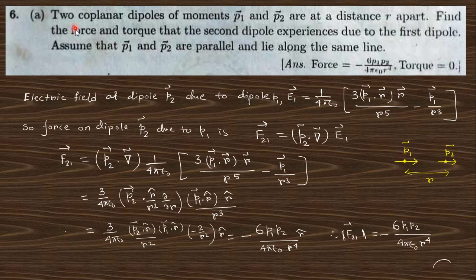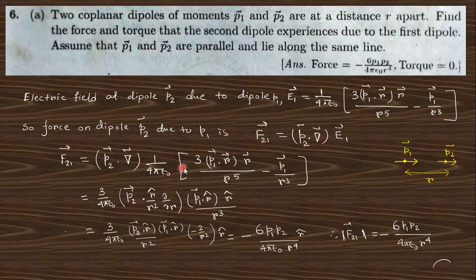Question number 6a says: two coplanar dipoles P1 and P2 at a distance r. Find the force and torque that the second dipole experiences due to the first dipole. Assume these are parallel and lying in the same line. You know the electric field due to dipole 1 at distance r will be like that. So the force will be this expression, P2 dot del of this.